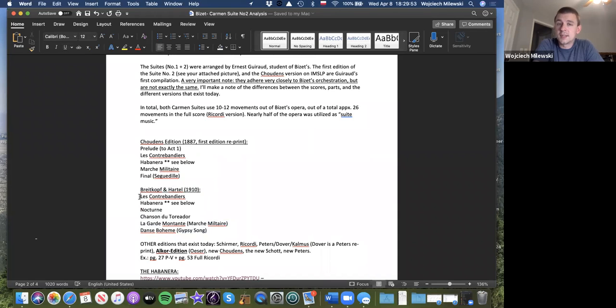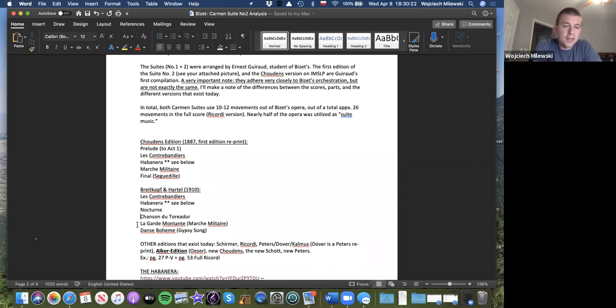And the first movement is the Contrebandier, the Habanera, and then all of a sudden we have this new thing, the Nocturne added in, Michaela's aria. Then we jump back into the Toreador. But wait, that's not in the original either, is it? If you look at the original Choudens edition, is there any mention of the Toreadors in the second suite? There is not. So all of a sudden we have two new movements in here.